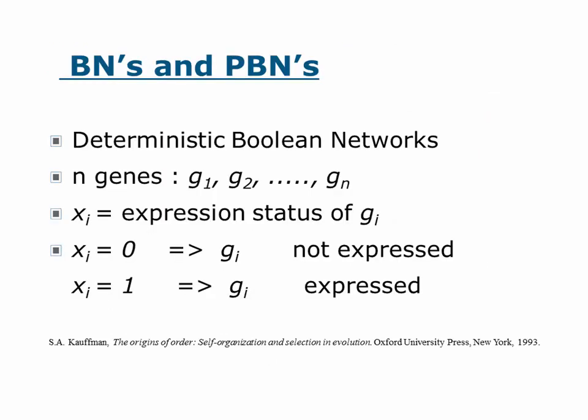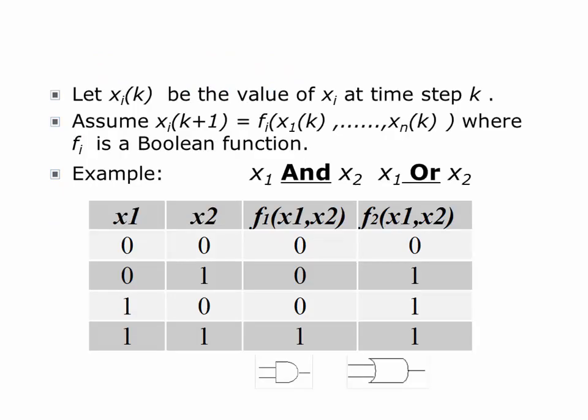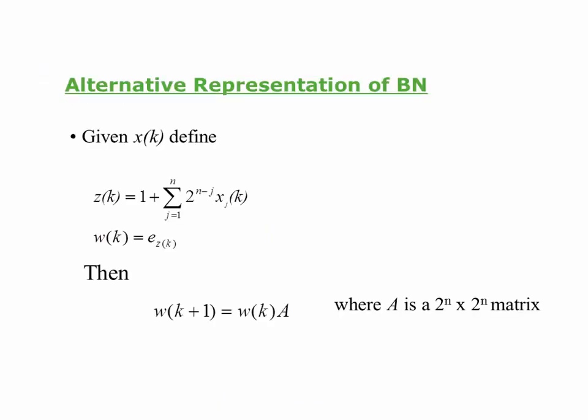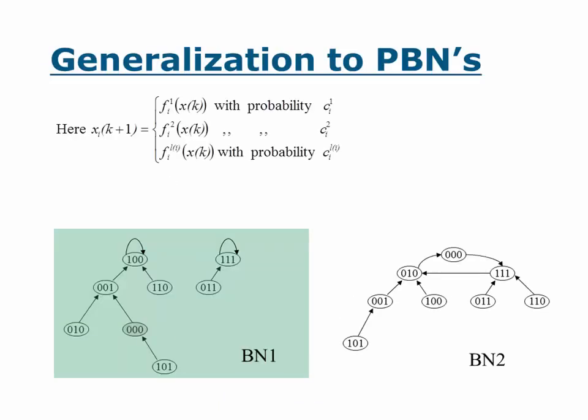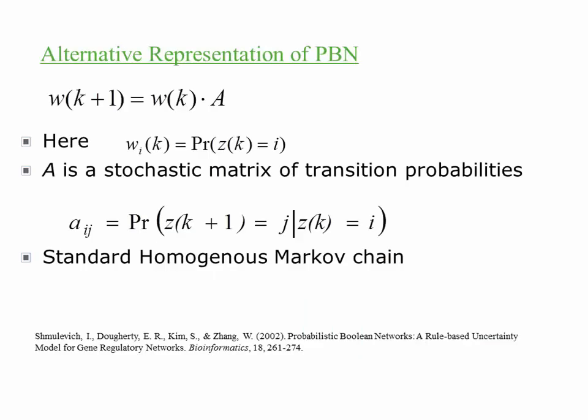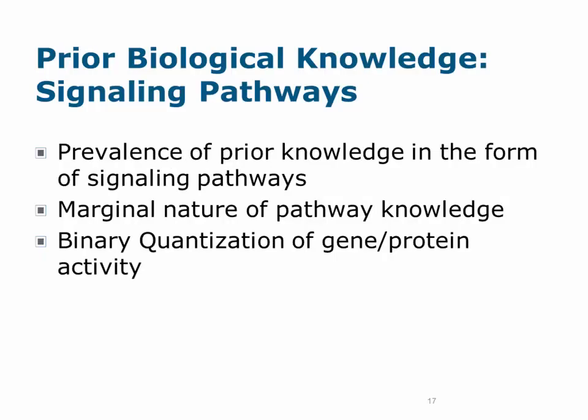Then after that, Boolean networks and PBNs. Deterministic Boolean networks and genes, this is stuff you've seen before in the earlier slides that I showed you even today. This also you've seen, this one also you've seen. Alternative representation, you've seen that. Generalization to PBNs, you've seen that. Just today I covered all of these things. These slides are common between the two presentations. Then this is context-sensitive PBNs, and then how you get the stochastic Markov chain representation.